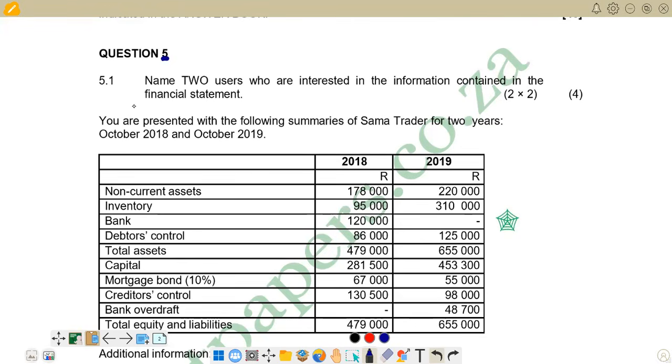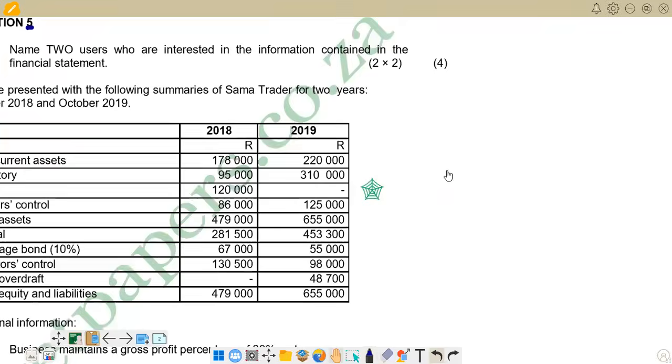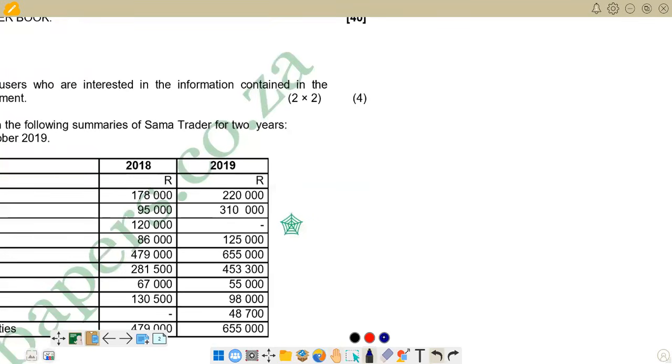So in terms of 5.1, which is the first question, it reads, name two users who are interested in the information contained in the financial statement. So users of financial statements, we know them. We have internal users of financial statements, and also we've got external users of financial statements. On this first part, that is 5.1, we are going to list the users. So we can start with the internal. We're just going to list them. Remember, only two are needed here.